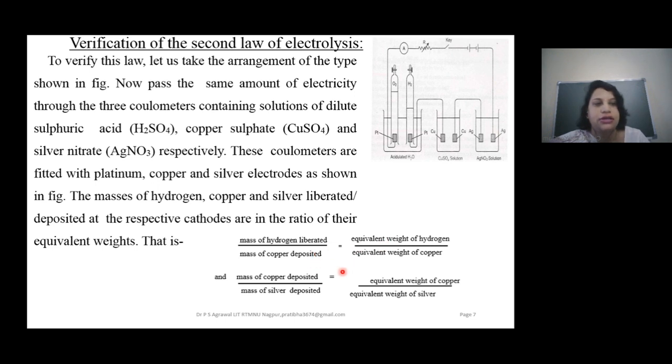Since the equivalent weights are known, that is 31.78 for copper and 107.88 for silver, it follows that electrochemical equivalents are proportional to chemical equivalents, or proportional to equivalent weight.